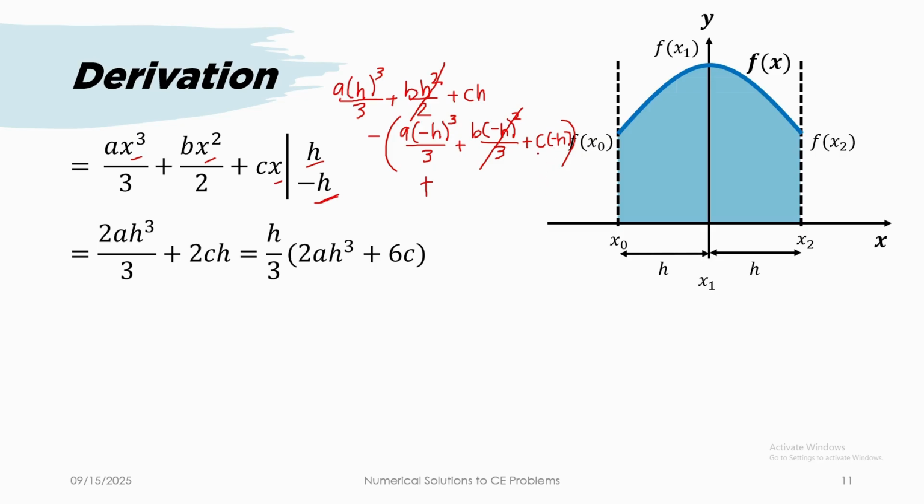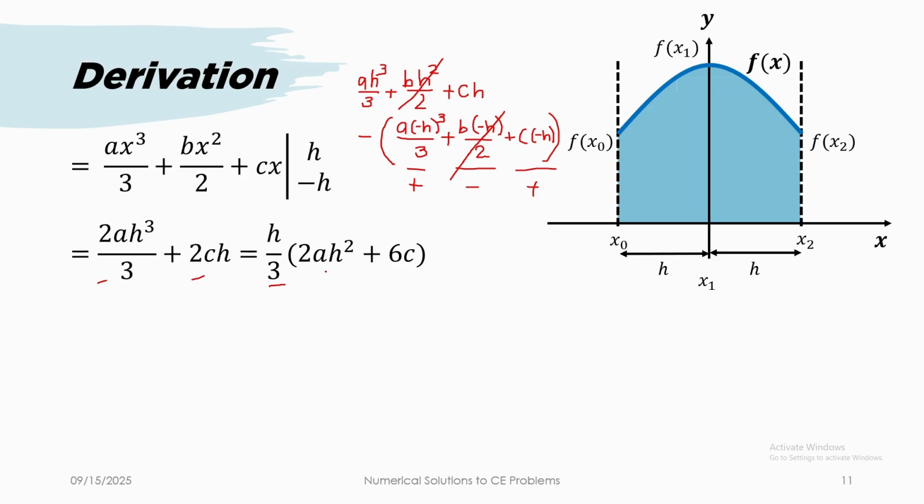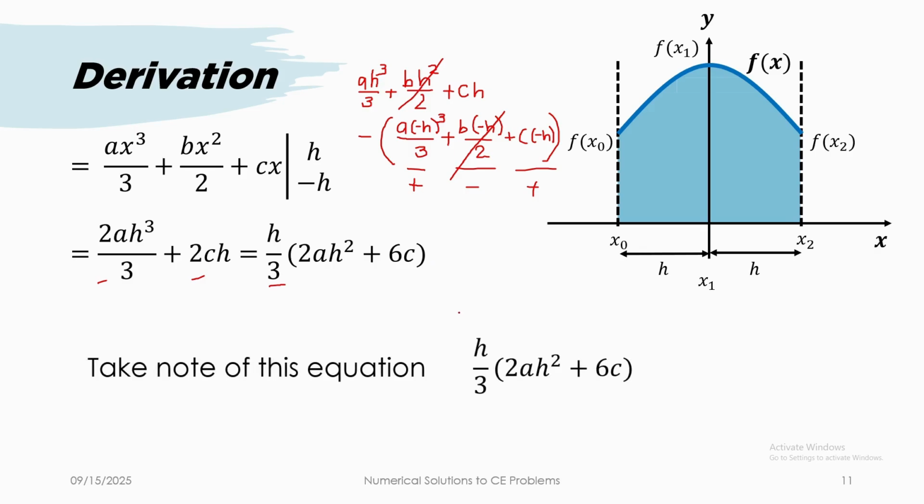That's a negative number times a negative, so that would become positive. So we would just add ch. That would leave us with 2ah cubed over 3 plus 2ch, which is h over 3 times 2ah squared plus 6c. Let's try to take note of this equation as we will encounter it later on.